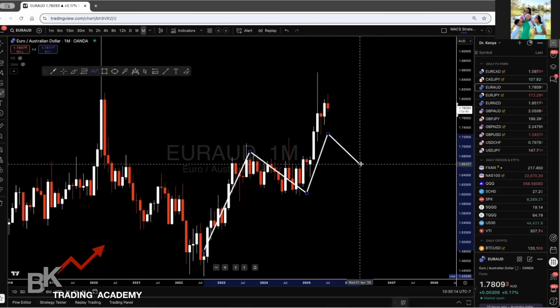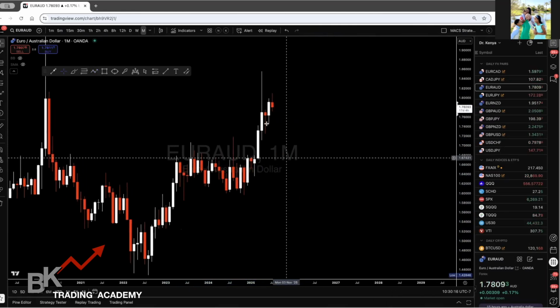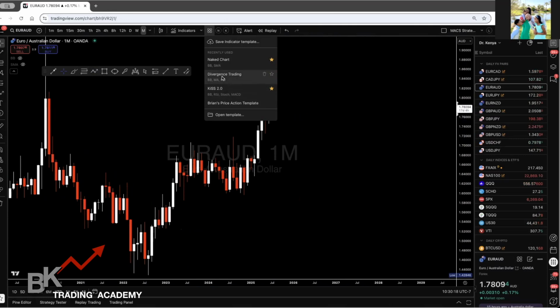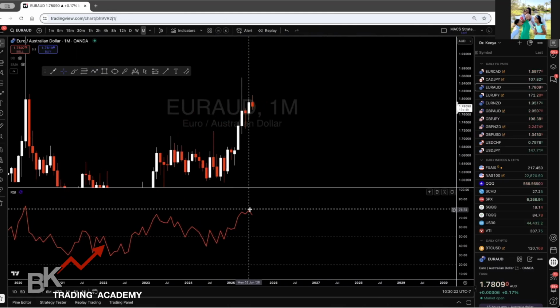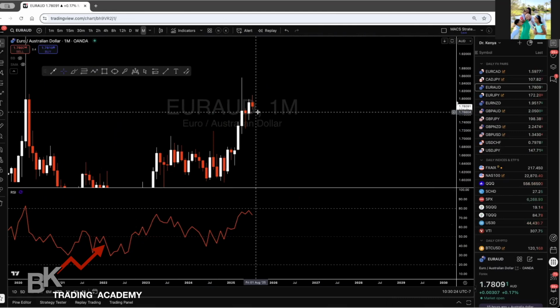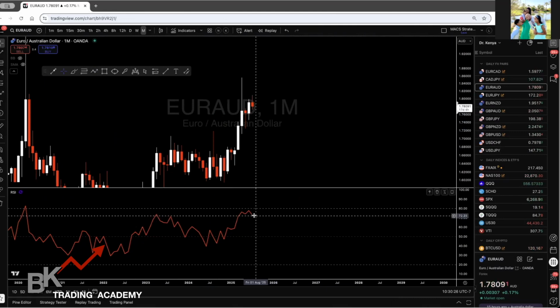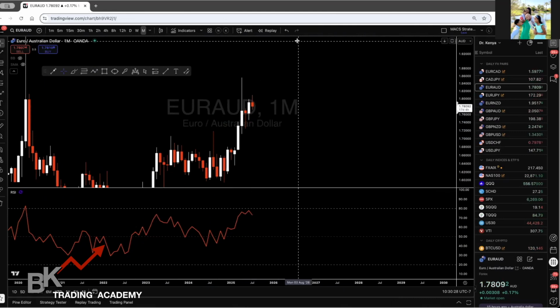You can see that the monthly is quite overextended, and there's definitely room for this price to come down. If we also look at our monthly RSI, you can see that it is at the 80 level and starting to point down. So this is definitely more confluence or confirmation that the price is ready to retrace.